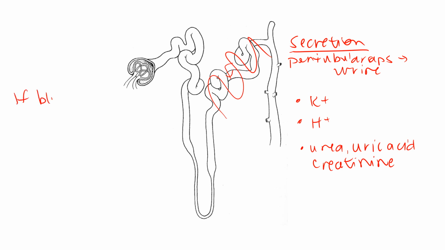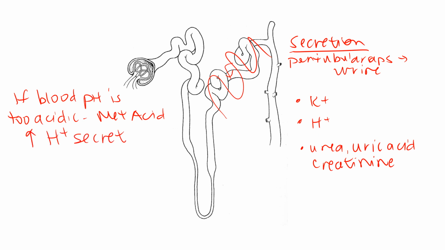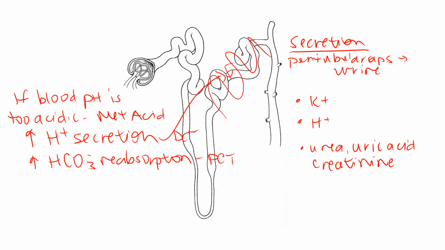So if the blood pH is too acidic, that means that you have metabolic acidosis. You will increase hydrogen ion secretion, and that of course is here in the DCT. You will also increase bicarbonate reabsorption. Think back, we just talked about where we reabsorb bicarbs. That was in the PCT. Okay, so how does this help you? If your blood is too acidic, you're dumping acid and you're reabsorbing base. So hydrogens are acids, bicarbonates are basic.